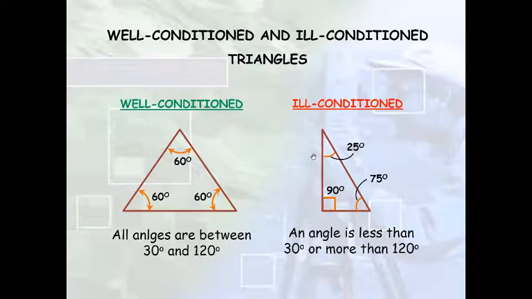So when you divide the area into a number of triangles, it is recommended that you make well-conditioned triangles and not ill-conditioned ones. Well-conditioned triangles are the ones in which all the angles are between 30 degrees and 120 degrees. And if one of those angles is lesser than 30 degrees or more than 120 degrees, that means your triangle is now ill-conditioned. The benefit of using well-conditioned triangles is that if you are carrying an error in your measurements, the effect will be minimized if your triangles are well-conditioned. And if they're ill-conditioned, then the error will be maximized.